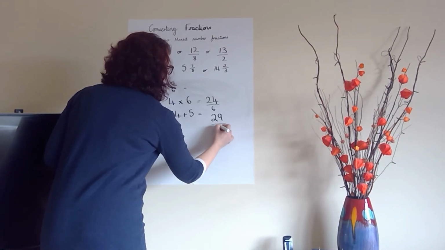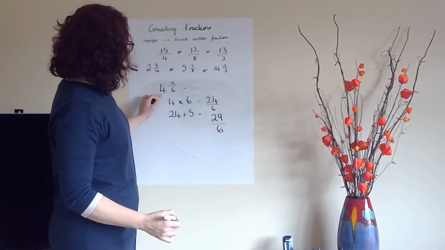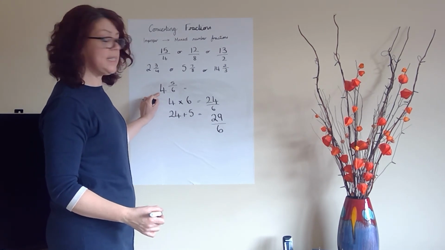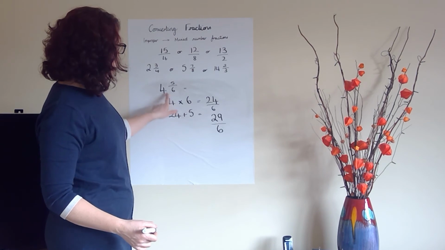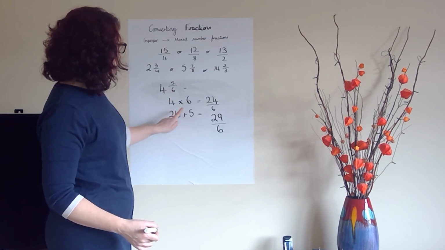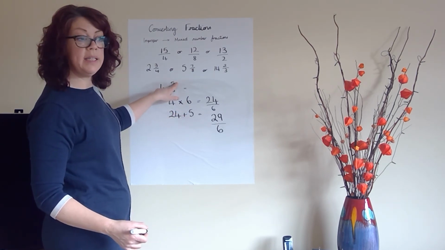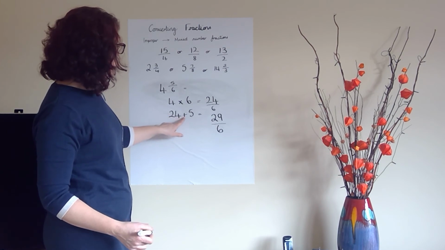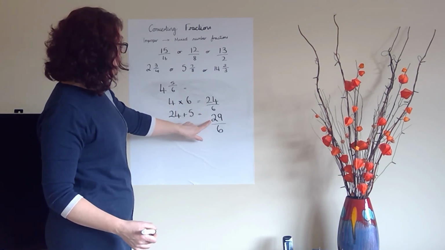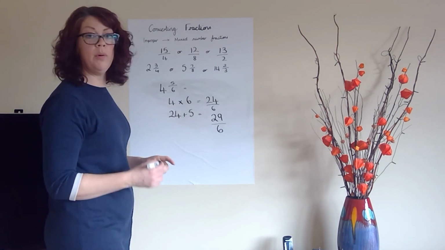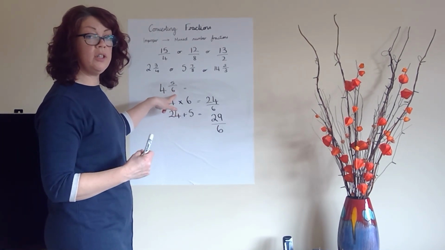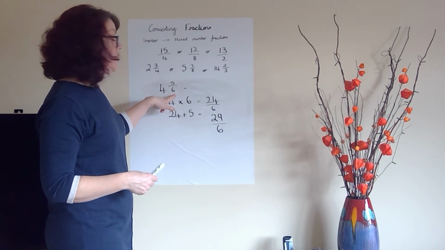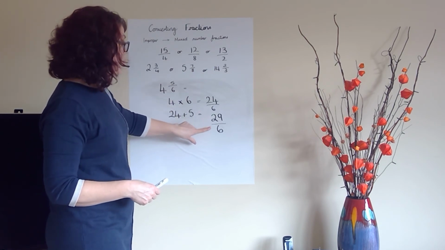So if I was converting my 4 and 5/6 into an improper fraction, that's how I would do it. I've got 4 multiplied by 6, then I add that last fraction on, that numerator onto my 24, which gives me the 29, and I put that over my denominator, which hasn't changed at all. So just remember that we're not changing that denominator at any point to give me those 29/6.